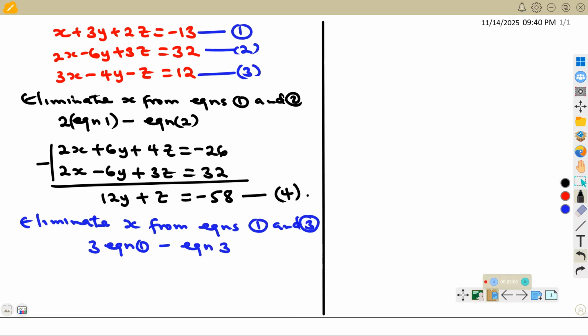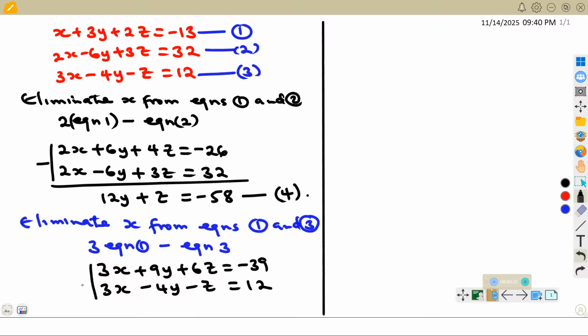When we multiply equation 1 by 3, it will become 3x plus 9y plus 6z, which is equal to negative 39. Then we have equation 3, 3x minus 4y minus z, which is equal to 12. We again subtract. And here we shall get 13y, this will give us 7z, and this is negative 39 minus 12, which is negative 51. We shall call this equation number 5.